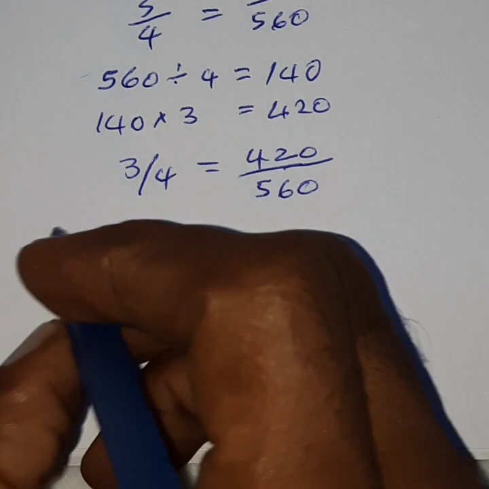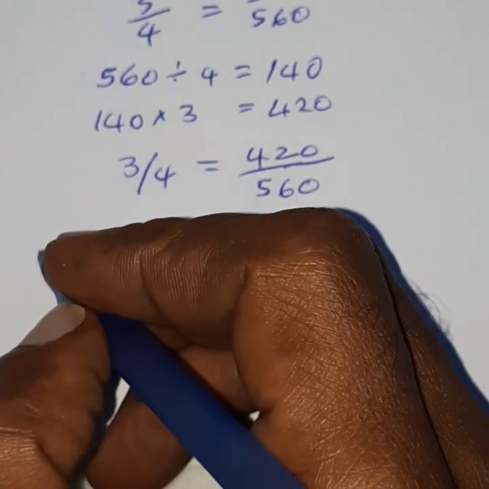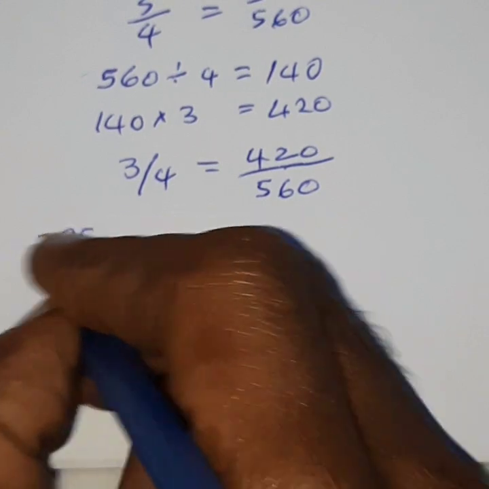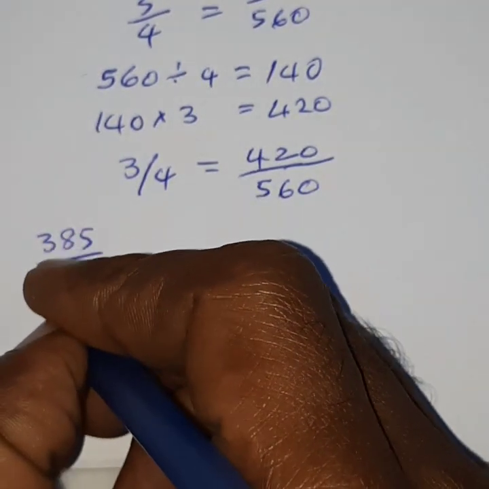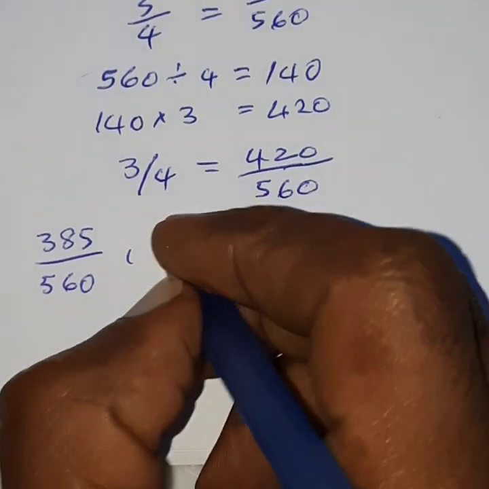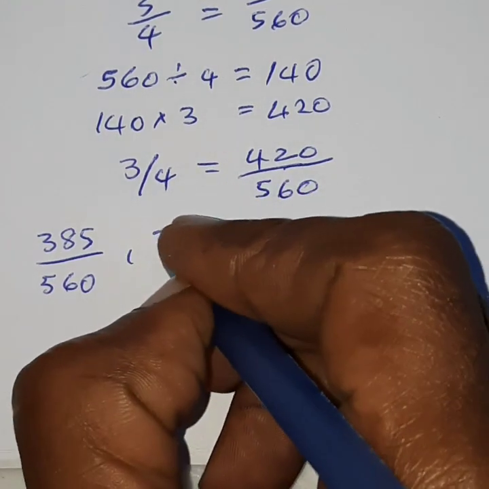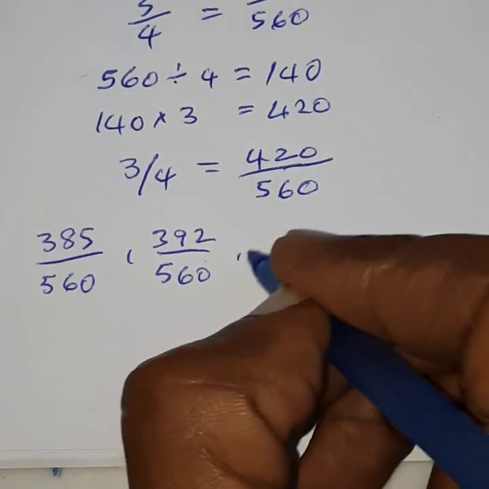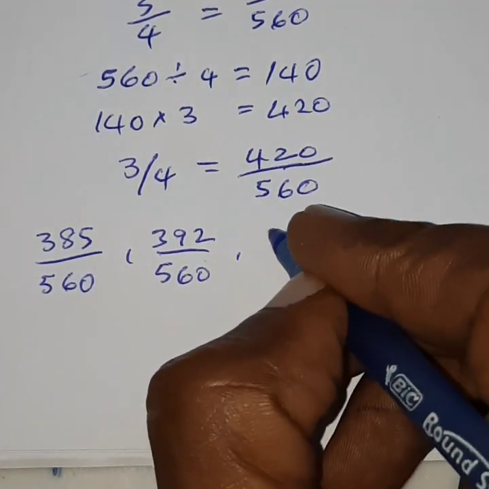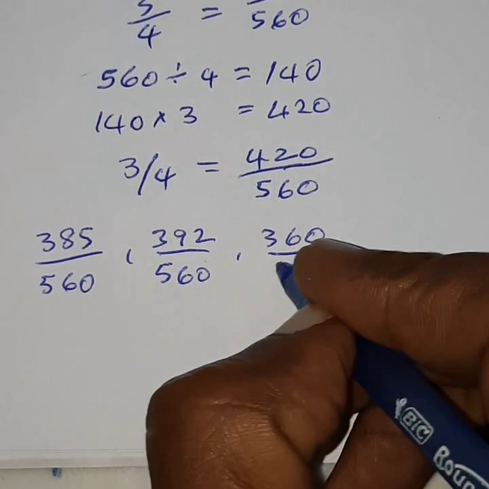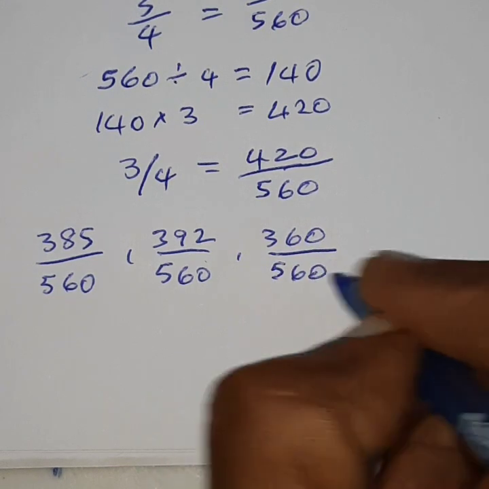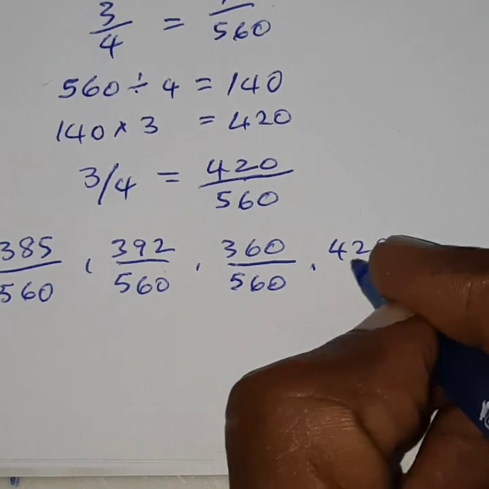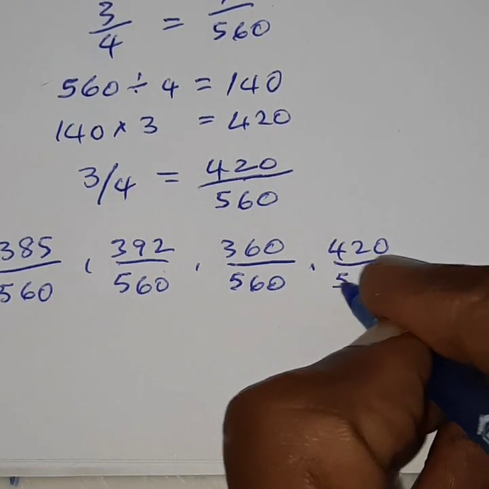Now we're going to write the fractions and then put them in order. The first one we have is 385 over 560. Then we have 392 over 560. Then we have 360 over 560. And lastly, we have 420 over 560.